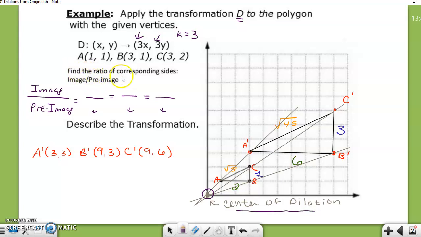So now we got to look at the ratio of the corresponding sides. So we're going to do image over pre-image. So here we're going to take the 6, which was our image, over the 2, which is our pre-image, the 3 over the 1. These are the corresponding sides. And I used Pythagorean theorem to get these numbers for my hypotenuse. And guess what? They all reduce to the same ratio of 3, or we can say 3 to 1. Which happens to match our scale factor.